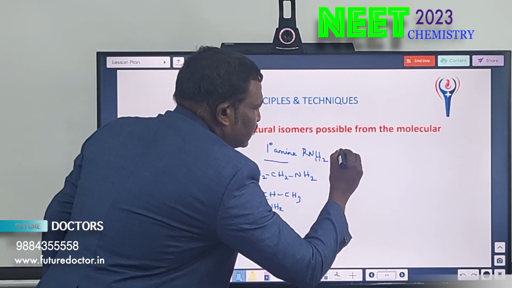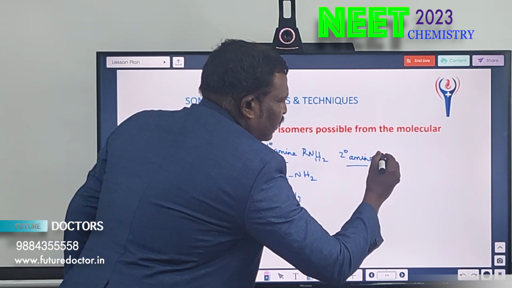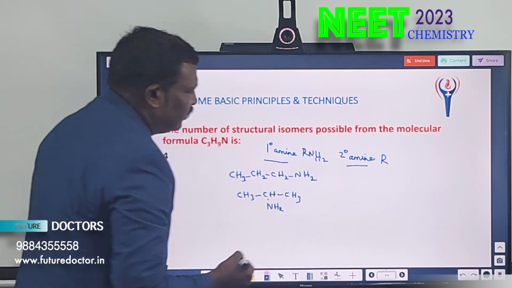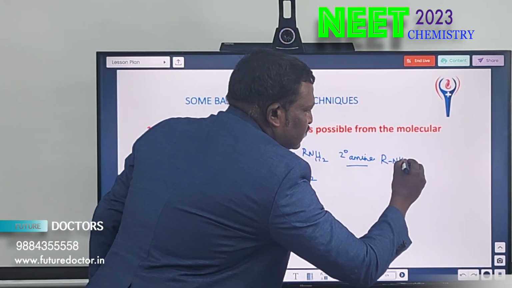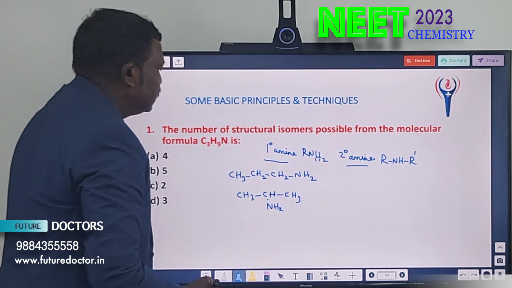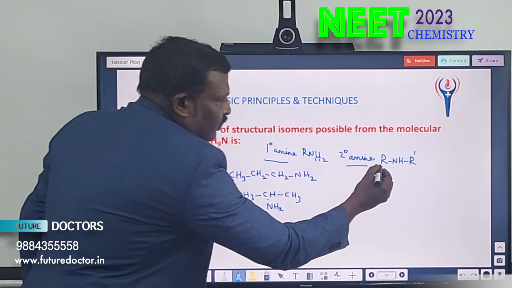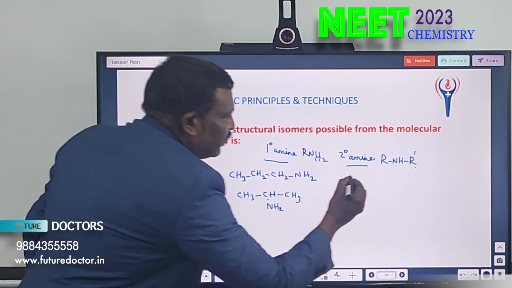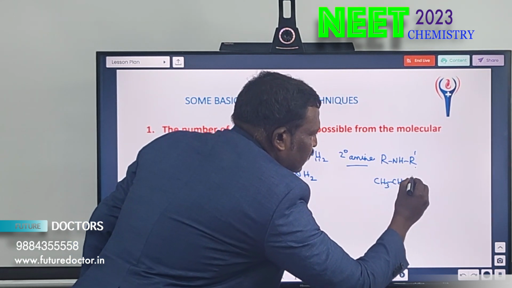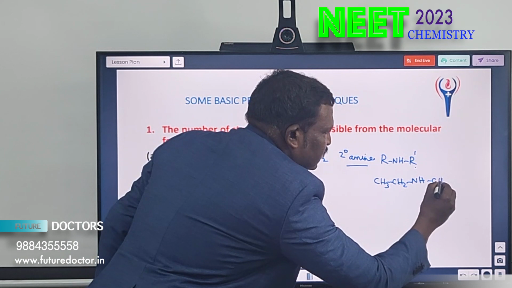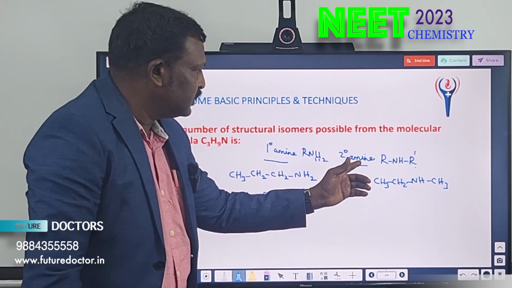Then for secondary amine, you know the formula: just replace one hydrogen by one more R. So this is the formula for secondary amine, R NH R dash. How can you write this using this molecular formula? Here two radicals are there. In one radical I put CH3 CH2, and on the other side I put CH3. So this is the only one possible isomer for secondary amine.